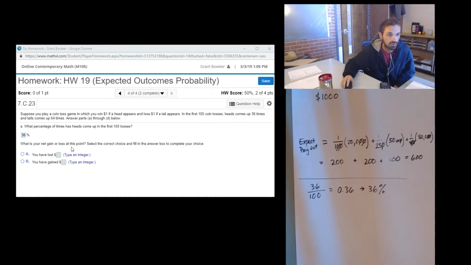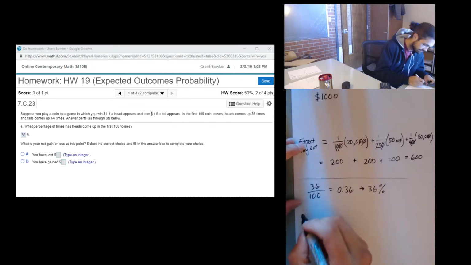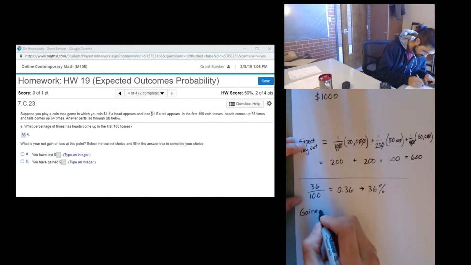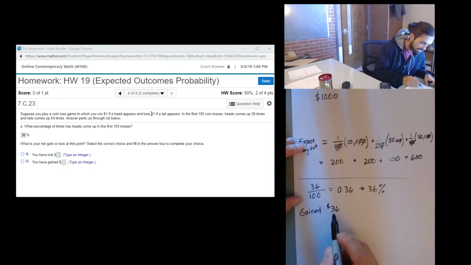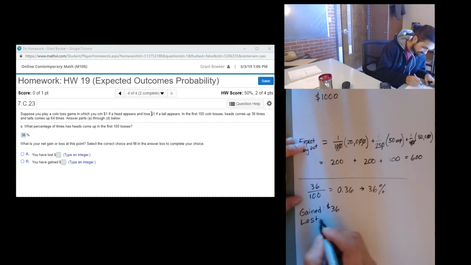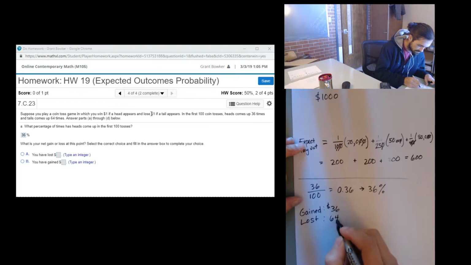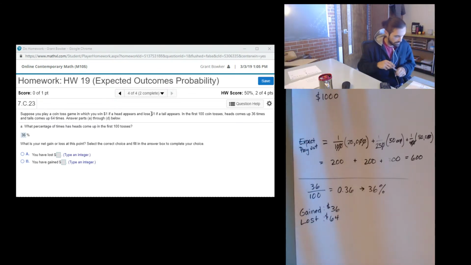What is your net gain or loss at this point? Select the correct choice and fill in the answer box to complete your choice. Okay, so we gain $1 every time heads appears. We lose $1 every time tails appears. So we gained $36, right? We get $1 every time heads appears. We lost $64 every time tails appears.